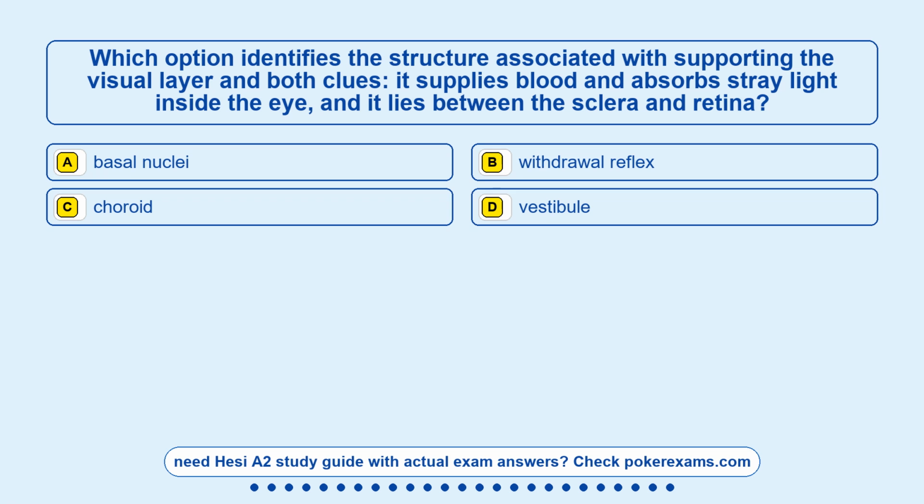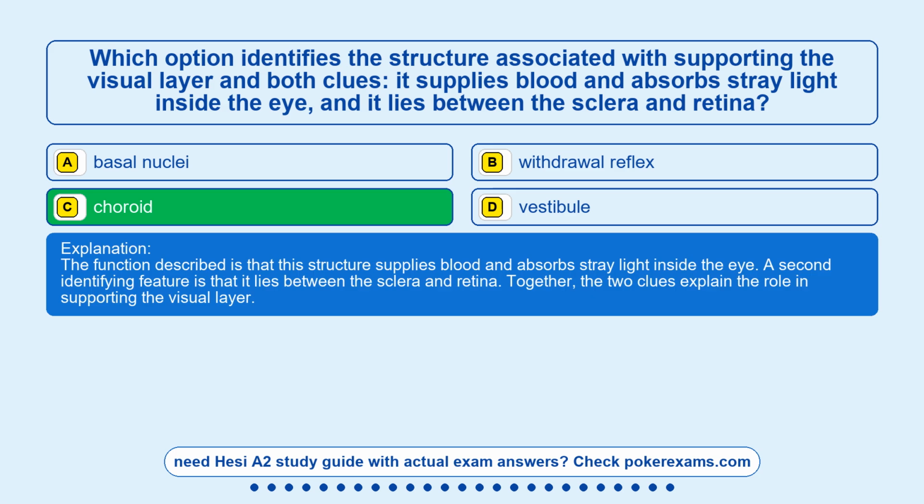Question 4. Which option identifies the structure associated with supporting the visual layer in both clues? It supplies blood and absorbs stray light inside the eye, and it lies between the sclera and retina. Option A, basal nuclei. Option B, withdrawal reflex. Option C, choroid. Option D, vestibule. The correct answer is option C, choroid.